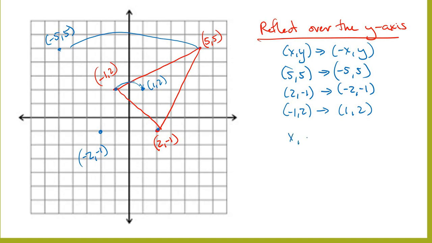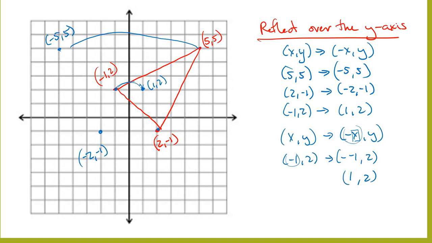Let's think about that for my rule. x, y goes to -x, y. So again, looking at this point, negative 1, 2, I need to go to the opposite of x. So instead of writing negative 1 for x, I'm going to write the opposite of negative 1, which is positive 1. So don't get confused. That sign does not mean negative. It means change the sign. It's the opposite of whatever we started with.